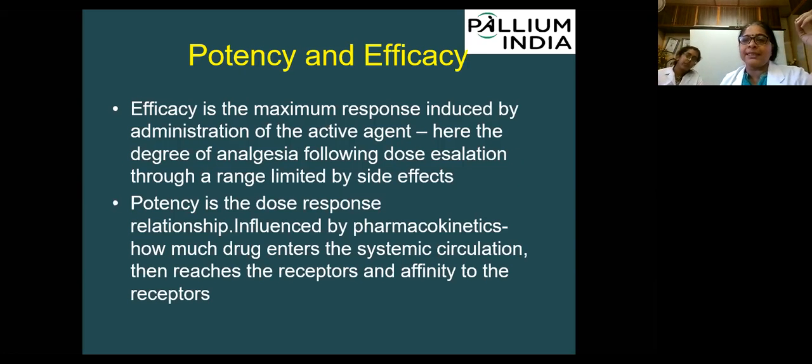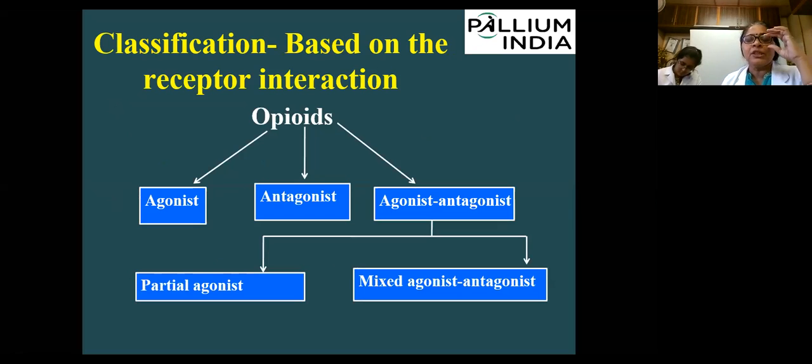So what we mean by potency is different from what we mean by the efficacy of the drug. Efficacy is the response. What do I feel after I take the drug? It is the maximum response induced by the active agent. So the degree of analgesia following dose escalation limited by side effects is what we mean by efficacy. Whereas potency is a dose response relationship. So that is pharmacokinetics. How much of it is entering inside? How much is reaching the receptor? How much is getting attached to the receptor? How potent the drug is is the pharmacokinetics of the drug. Next slide, please. So that is why we base the classification of opioids as agonist, antagonist, and agonist-antagonist.